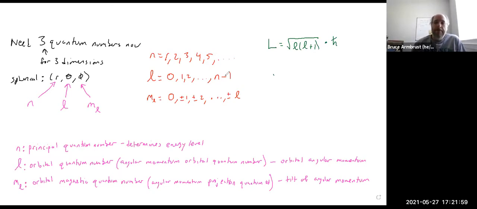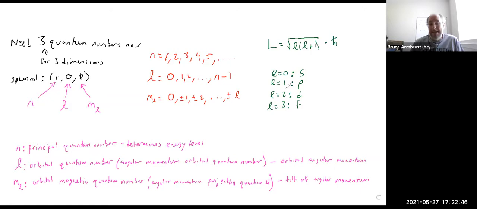Now, for you chemistry types, in chemistry, we use letters to represent these different states. And so when L is equal to 0, that's your S. When L is equal to 1, that's your P. L equals 2, that's your D, and so on. And if I recall correctly, the next one's F, right? S, P, D, F. And then I think it just goes in alphabetical order, I think. It's been a long time since I've taken chemistry.